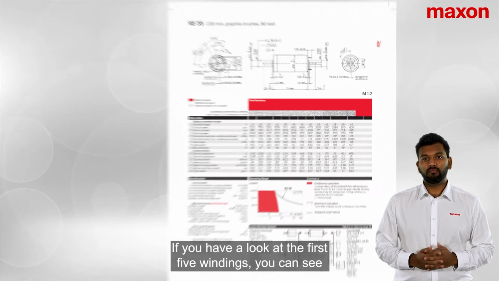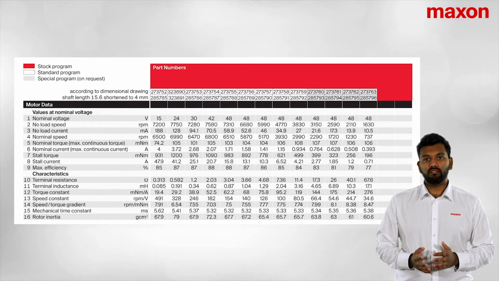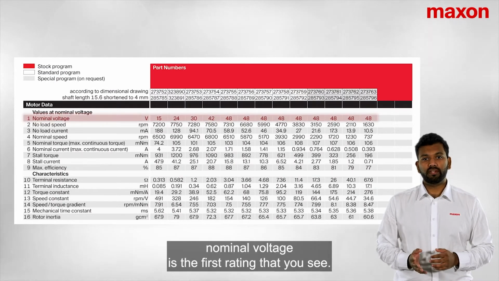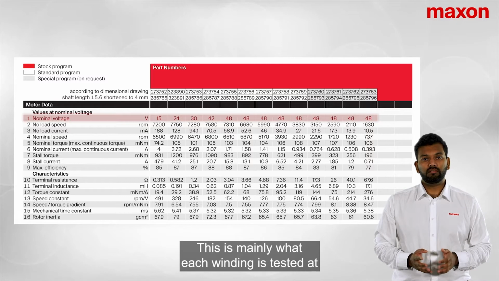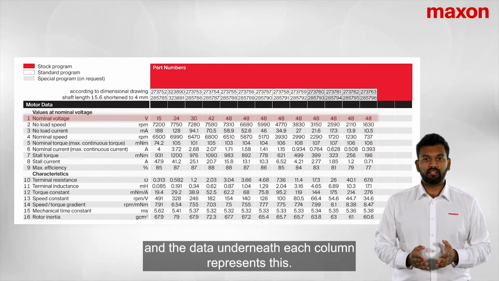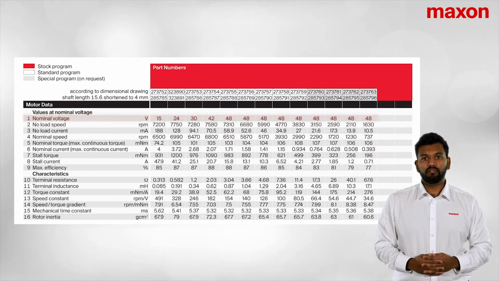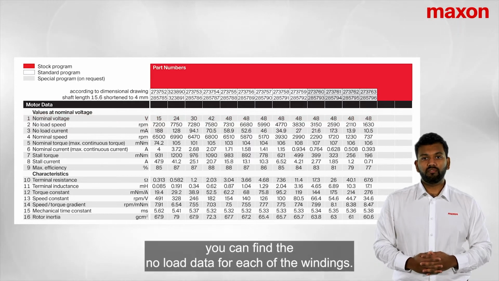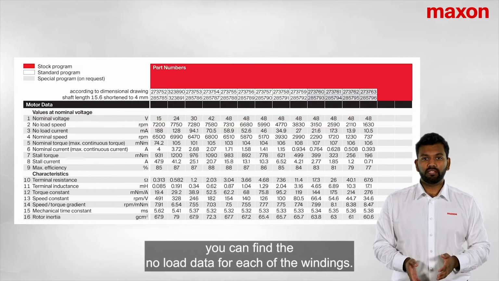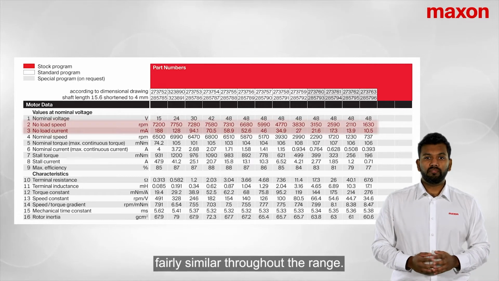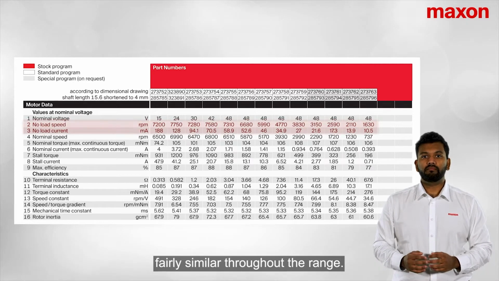If you have a look at the first 5 windings, you can see nominal voltage is the first rating that you see. This is mainly what each winding is tested at, and the data underneath each column represents this. Voltage is important when looking at speed requirements for your application. On the Maxon datasheet, you can find the no-load data for each of the windings. These tend to be fairly similar throughout the range.